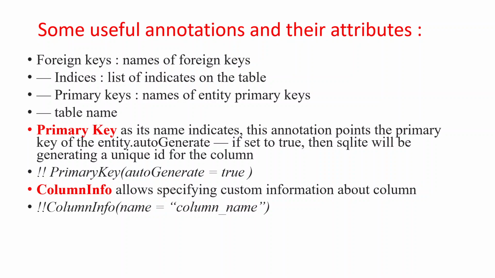So what is the primary key? As its name indicates, this annotation points out the primary key of the entity. Okay, if we set autoGenerate to true, then SQLite will generate a unique ID for a column. Okay, the primary key must be unique. Okay, so here is the syntax: PrimaryKey autoGenerate set to true. Okay, the second attribute is ColumnInfo. It allows specifying custom information about the column. Here is the column name. We can specify the column name over here.